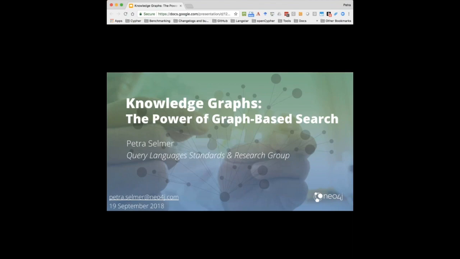So I'll just introduce myself quickly. My name is Petra Selmer and I'm a member of the Query Languages Standards and Research Group. And what we essentially do in this group is identify, design and then specify new features for Cypher. These are features that will eventually make it into the query language.